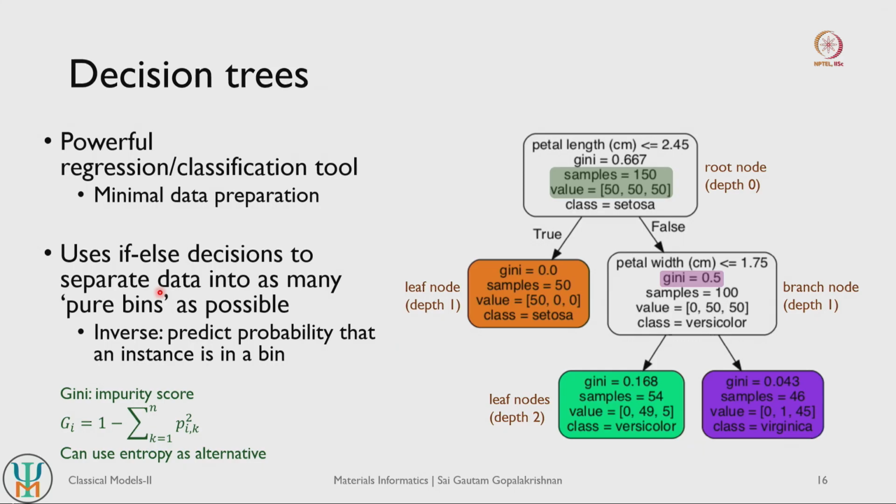So they try to use if else decisions to separate data into as many pure bins as possible. You can also think of it in an inverse way, where for any given data point, they try to predict the probability that a given data point is in a specific bin, right. So let us say you pass in 150 data points, a decision tree tries to predict the probability that 50 of them are in Setosa, 50 of them are in versicolor and 50 of them are in virginica. So it tries to predict that probability as well. So this is another way of interpreting how decision trees work.